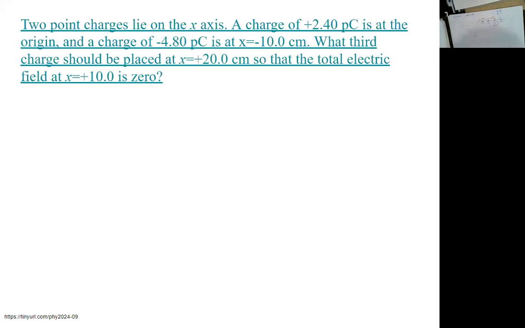I'm going to give you guys a couple of minutes to maybe think about how you want to solve this, and then we can take a look at this together after that.